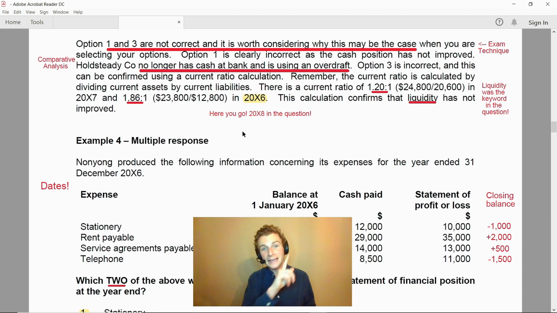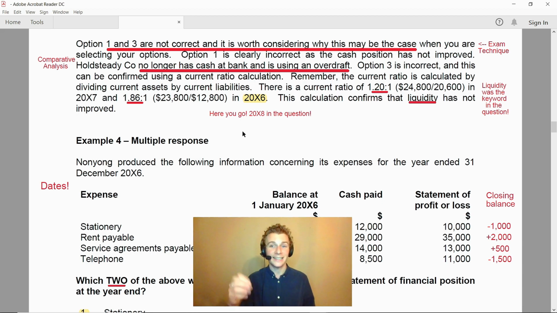And first of all, we've got a comparative analysis. So for option 1, clearly incorrect, as we said, because the cash position has just not improved. Cash has gone down dramatically and we've taken on that overdraft. So how can you say that the cash position has been improving? Then it goes on to say Whole Study no longer has cash at the bank and is using the overdraft. Correctly pointed out as per the examiner, and we've walked and talked it through.